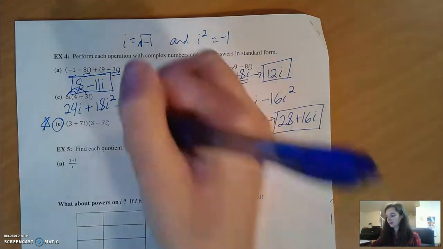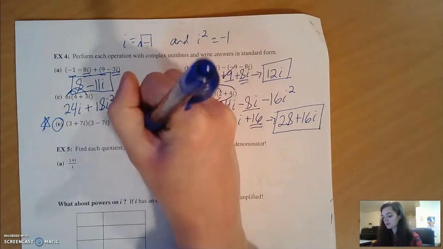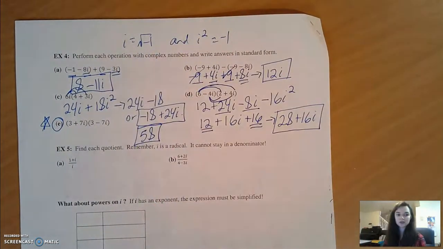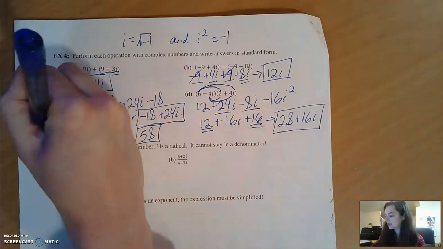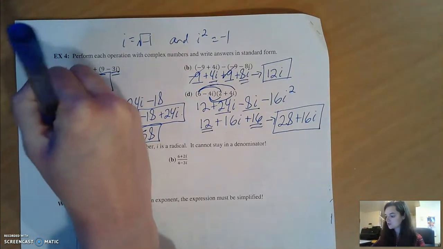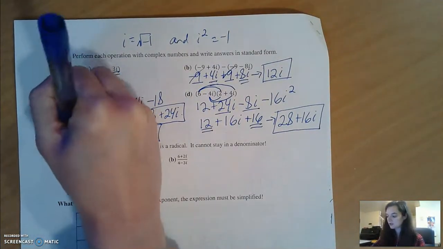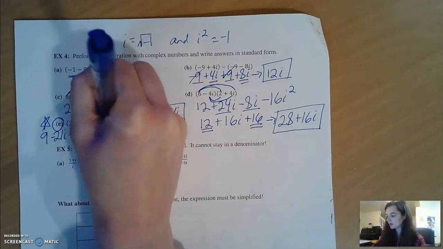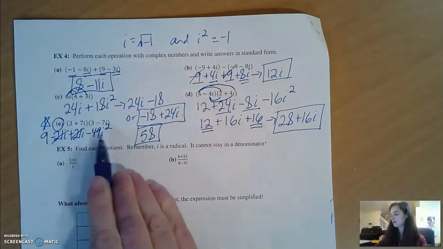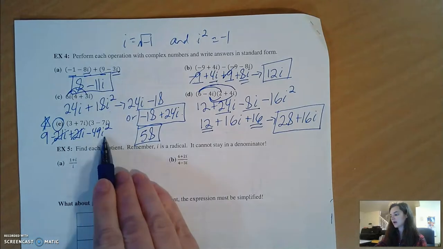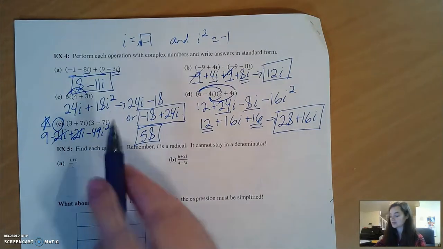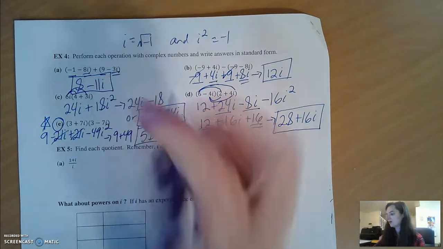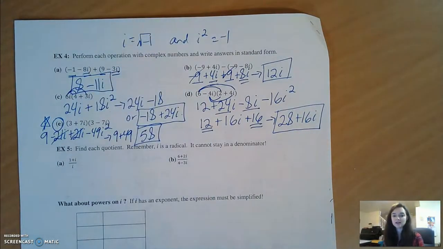At the end of everything, you should get 58 as your answer. Okay? So when you distribute, you're going to get 9 minus 21i plus 21i minus 49i squared. The middle terms cancel. Negative 49 times negative 1 would give you a positive 49. So you end up doing 9 plus 49, which will give you 58 as your answer.